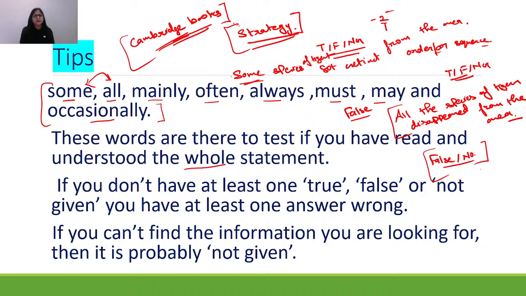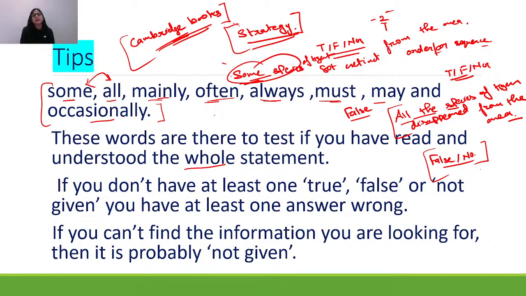Okay, fine. So why? Because here it is some species. Some species means a few species got extinct from the area, whereas in the question it is all the species, right? So what does it mean, all the species? In the passage we are getting that some species got extinct, meaning some were still left. Here they are saying 100% disappeared from the area. So the answer in this case definitely should be false. These words are there to test whether you have read and understood the question statement fully. So whenever you get to see these words, you have to be extra careful.